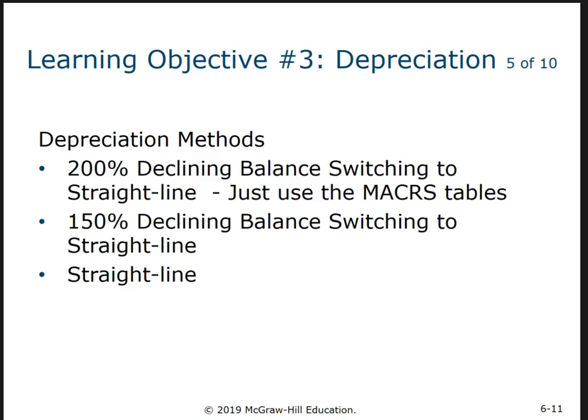Now, as far as straight line, you can use straight line a little easier with, remember, that's for real estate. They actually have on table 6A6 27.5 years for residential real estate and 39 years at the bottom of page 6-49. We don't use 31.5 years anymore.